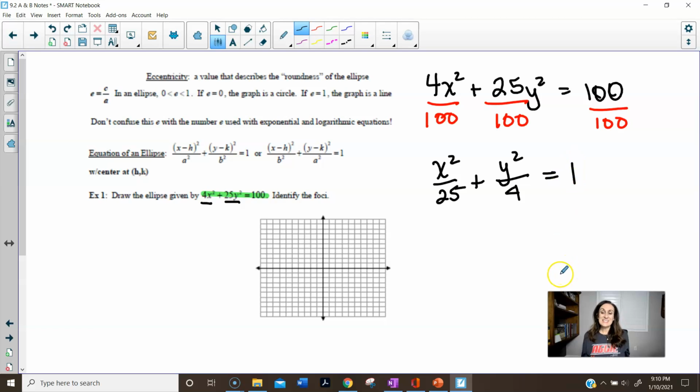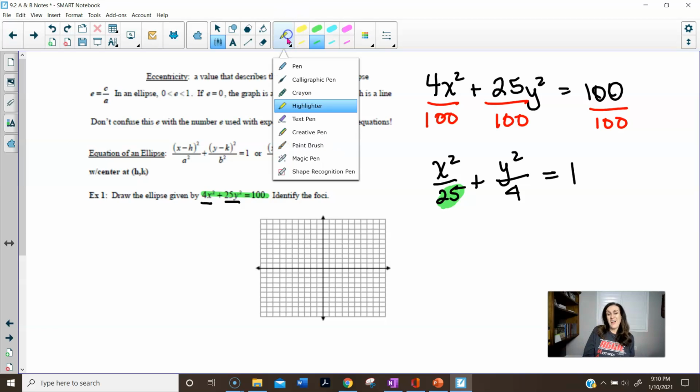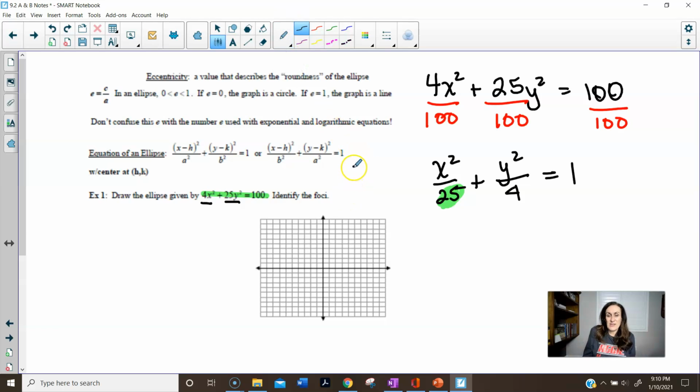Now we know that this is going to be what I call a UFO, because the bigger number is under the x squared. And so the stretch is going to be along the horizontal, creating what I call a UFO. That's just a fun way to remember that it's an ellipse that gets stretched horizontally. So I'm going to refer to it as the UFO because that number there is larger than the 4. So my equation is x squared over a squared plus y squared over b squared is equal to 1.